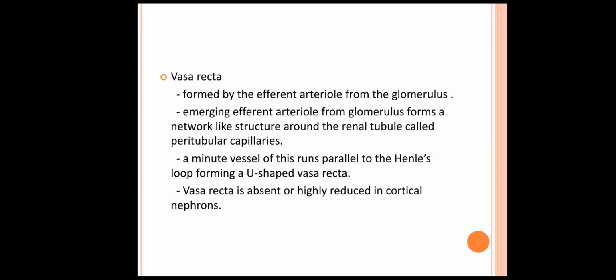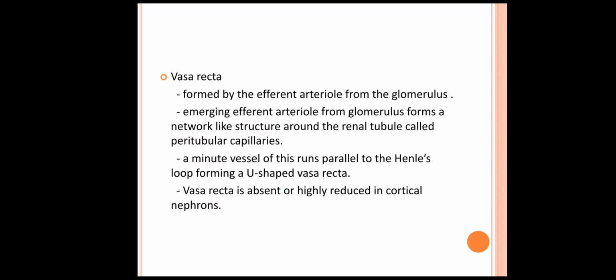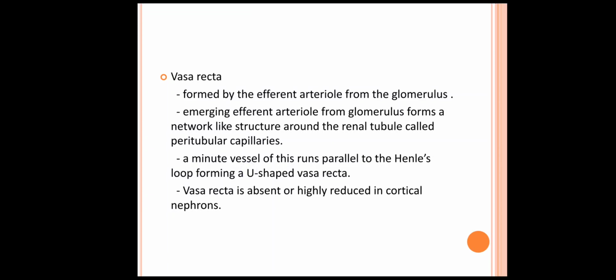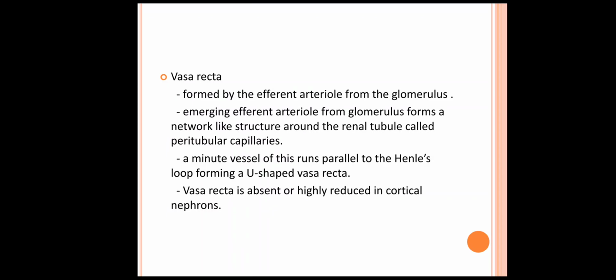Now, the vasa recta is nothing but the peritubular capillaries which are formed by the efferent arteriole. This is basically emerging from the glomerulus and called peritubular capillaries. A very minute portion of this runs parallel to the Henle loop and it is called vasa recta. Vasa recta is usually absent in cortical nephrons.